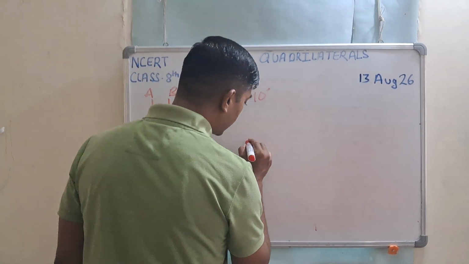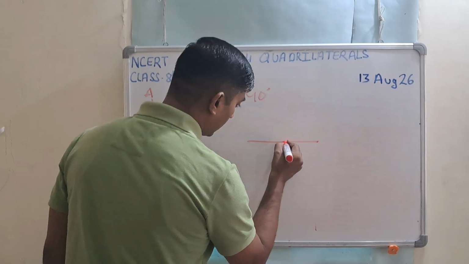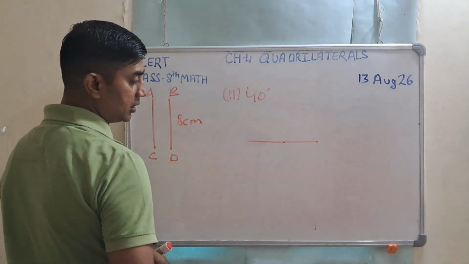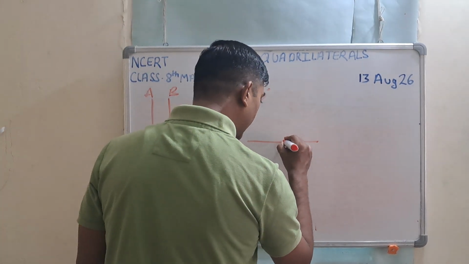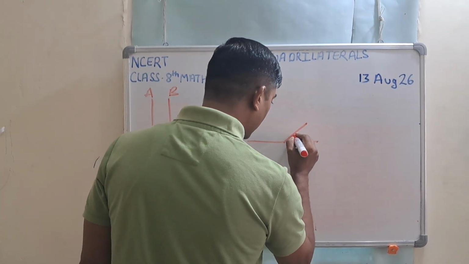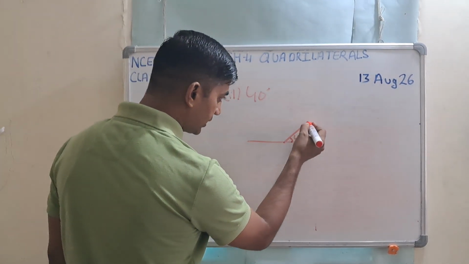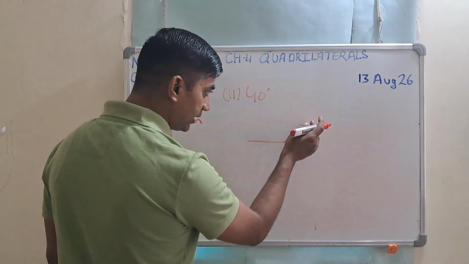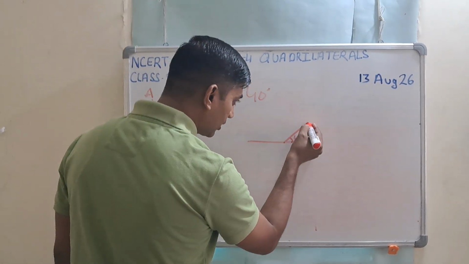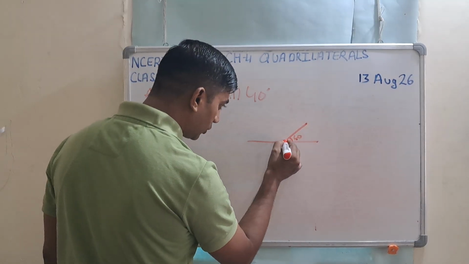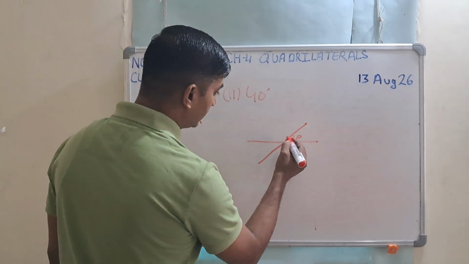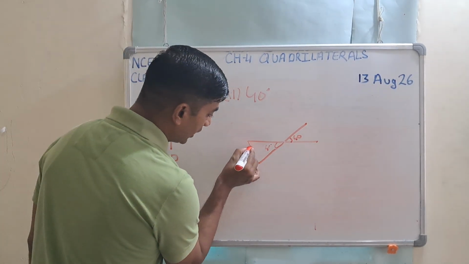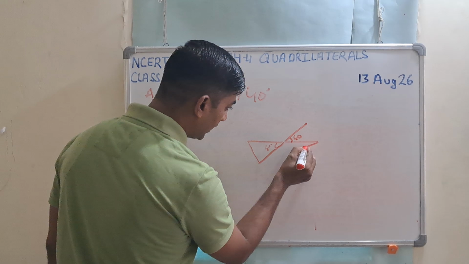What you will do? First, draw an 8 centimeter line, mark a midpoint which divides the line segment into two equal parts, and then by using the protractor from this point, draw an angle 40 degree, and then measure this length. This length should be 4 centimeter. If it is more, then erase it. If it is less, then increase it, and then extend it further, and this angle also you can cross check. This angle should be 40 degree, and after that simply join the end points. Don't join with the loose end.